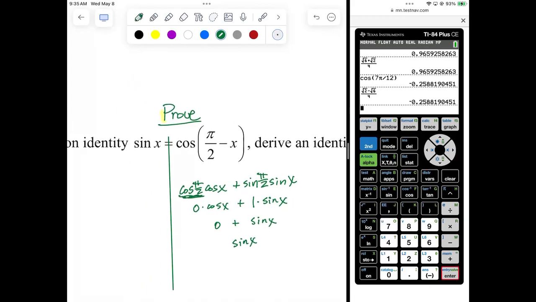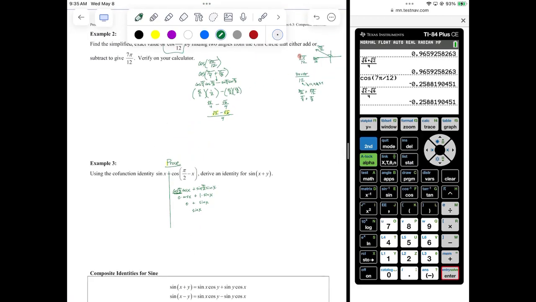Congratulations. So now we know that the cofunction identity for sine and cosine, they work for all values in the domain. Okay, so we'll stop there. I'll circle back and do example 3 the right way. It says to use it to derive an identity for sine of x plus y.